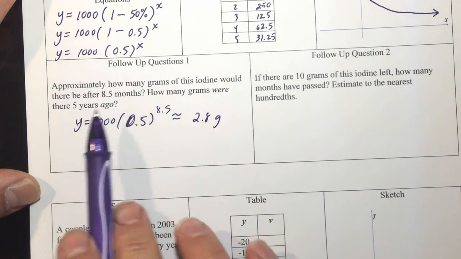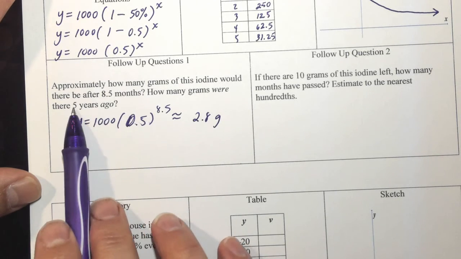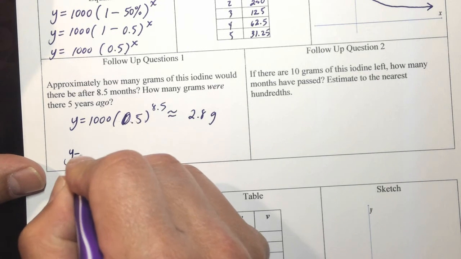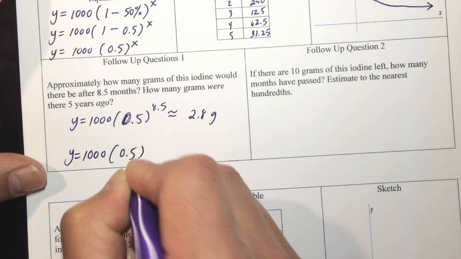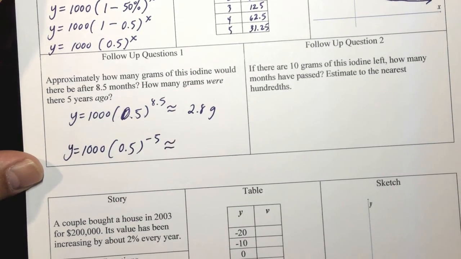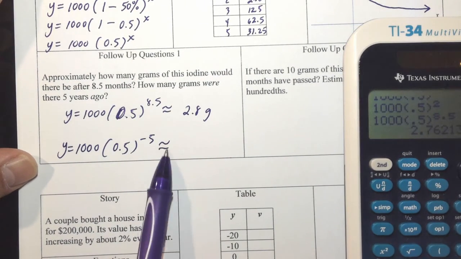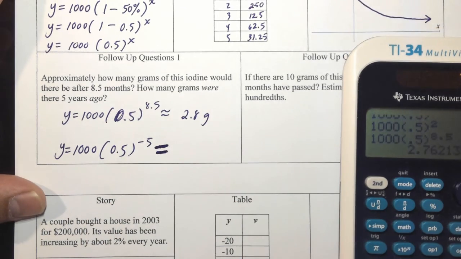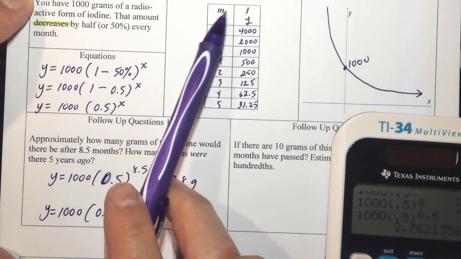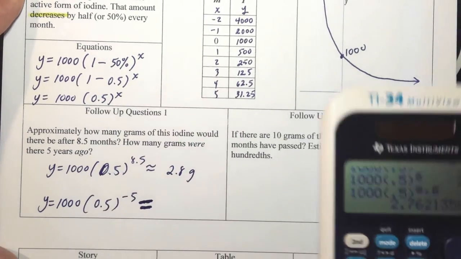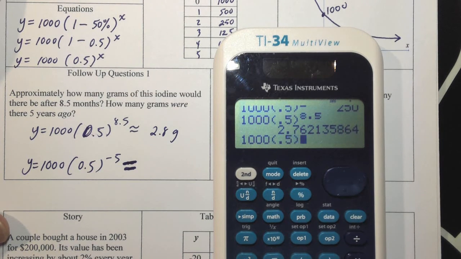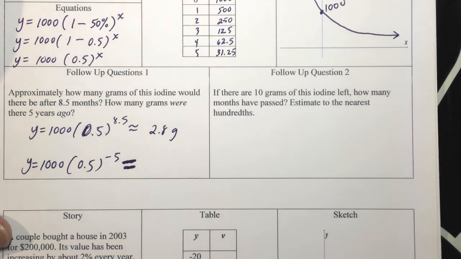How many grams were there 5 years ago? So when you see the past tense, that's how you know it's going to be a negative exponent. Negative 5. I don't think I need a calculator. It ain't going to be approximate. Watch this. It's going to be like -3 should be 8, -4 should be 16, it should be 32. It should be exactly 32,000. But let me double check just to make sure my math is right. 32,000.